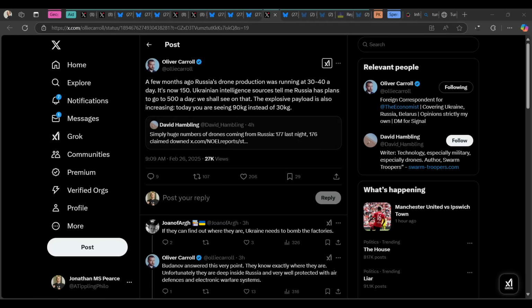That's David Hambling, who writes for Forbes. So simply huge numbers of drones coming from Russia. 177 last night, 176 claimed down. Those are Shahed drones. I don't know if these numbers include Shahed drones. They're saying 150 a day drone production. Because they're talking about 90 kilograms instead of 30 kilograms, I guess that is going to be attack drones. I guess that means that some days you'll get 267 and other days it's going to be less than 150. That's what they're producing a day. That's how maths works. But that is worrying for the Ukrainians.